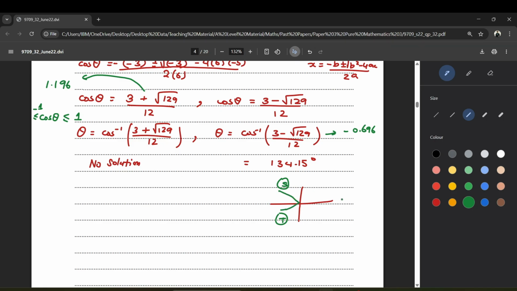Now, one of the solutions that I got is 134.15, which is correct because this is an obtuse angle. The second solution would be over here. In order to find this solution, I need to first find out what is alpha, the acute angle. So first of all, I'm going to write that the acute angle is 180 minus 134.15. So 180 minus 134.15 gives us 45.85 degrees.